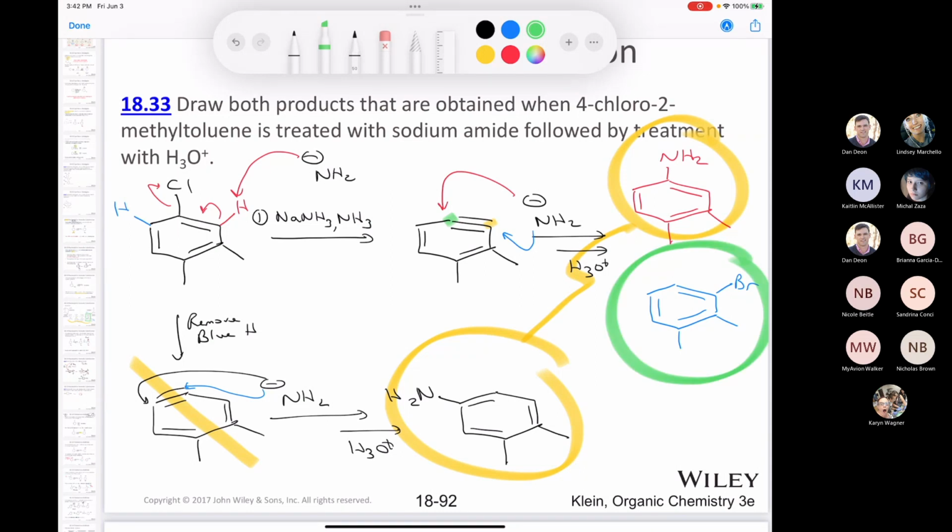Did I put the bromine in there when I meant to put an amino group? Mr. Dion, it is too late in the day.